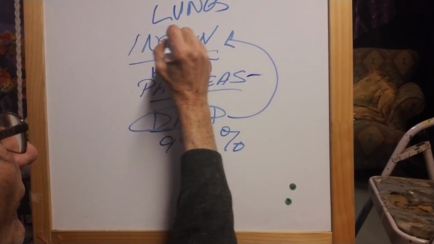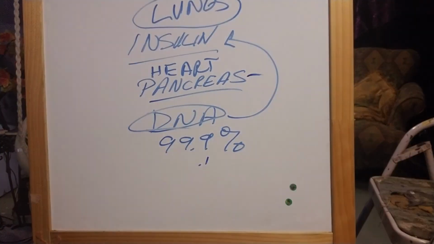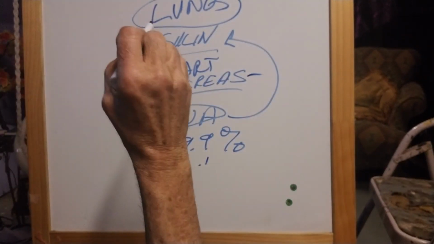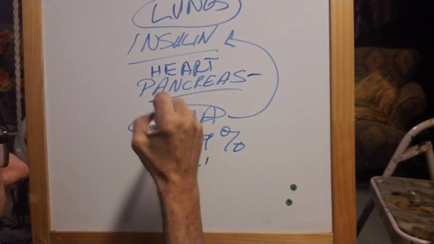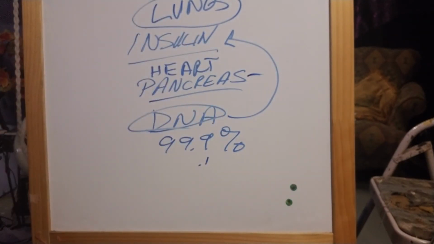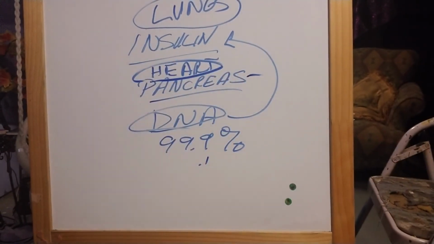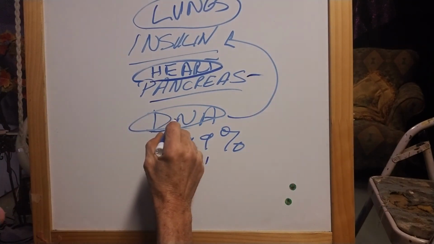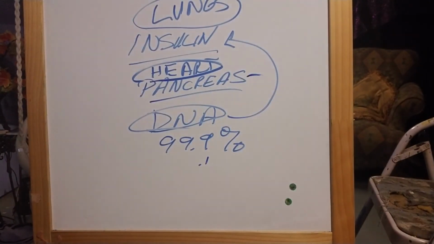Do the lungs have the DNA? Do they have the instructions how to make insulin? They sure do. They're never used, not the ones in the lungs. Same thing with your heart. In the cells of your heart is the instructions how to make insulin, in the DNA. It's never used.